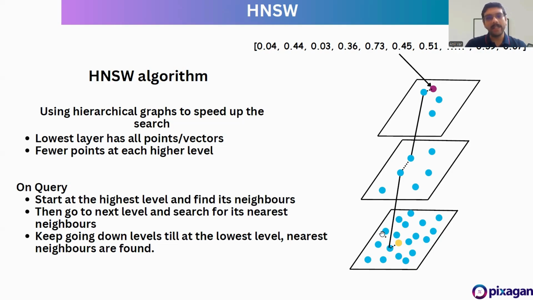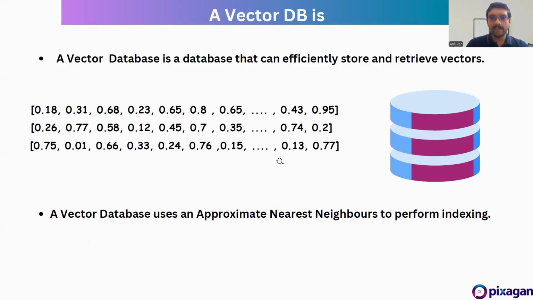Now you can imagine this might go wrong. You start at the wrong point, and you might end up at a different point that isn't necessarily the nearest neighbor. It's an approximate technique, but it's been shown to work very well. And so this is the algorithm that's very widely used for vector search and in vector databases.